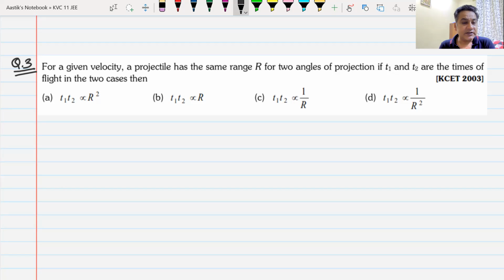For a given velocity, the projectile has the same range for two angles of projection. If T1 and T2 are the times of flight in the two cases, then T1 into T2 is proportional to what?